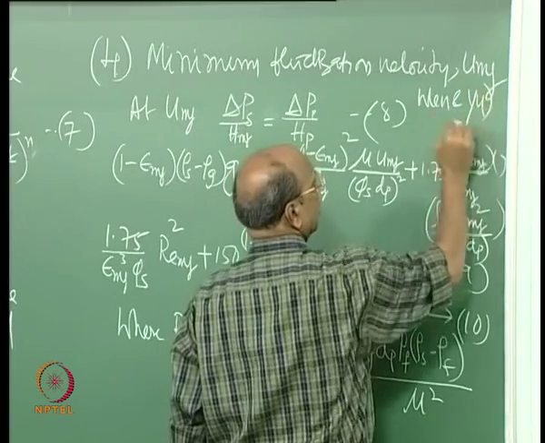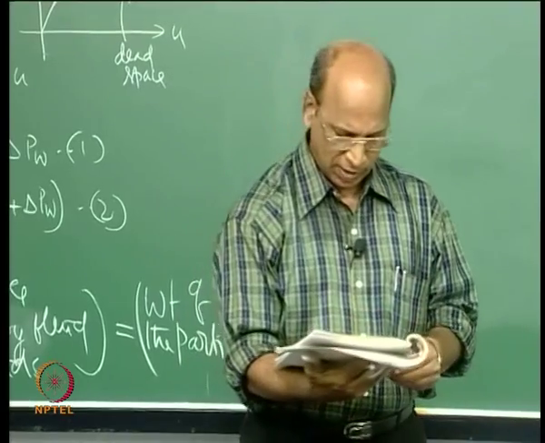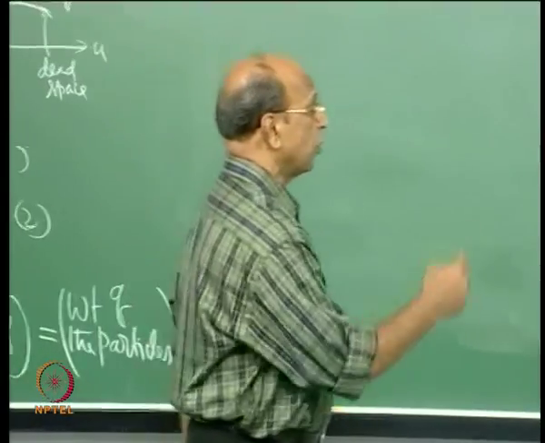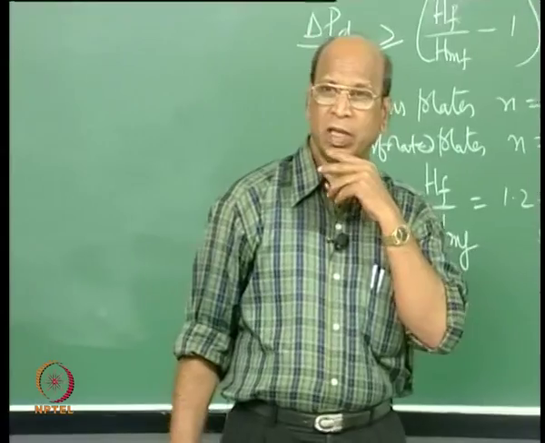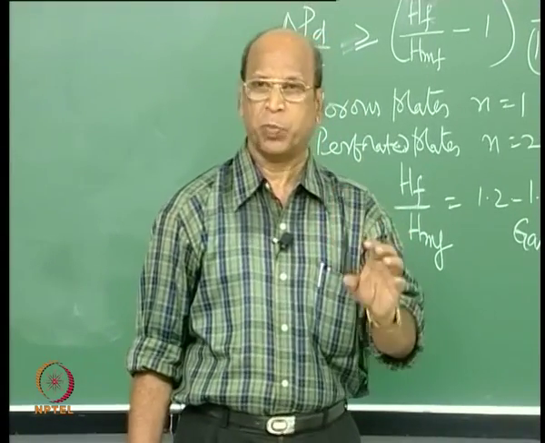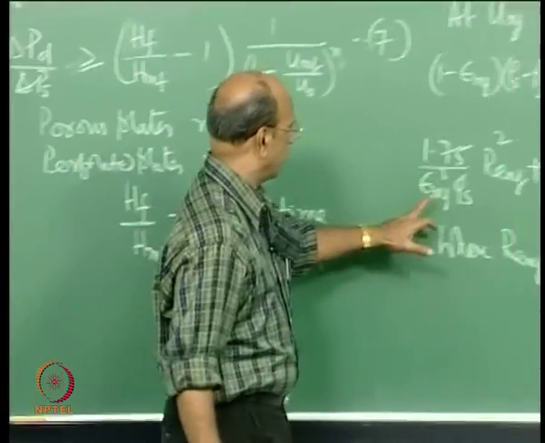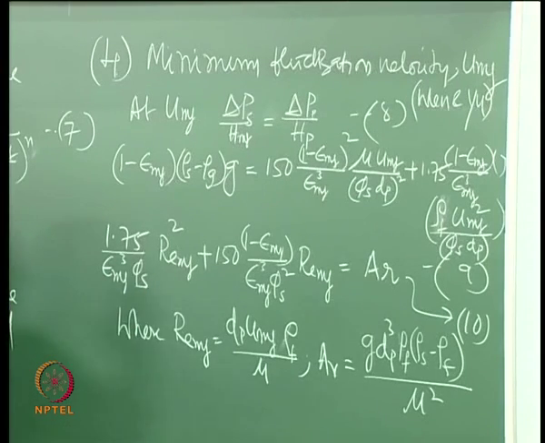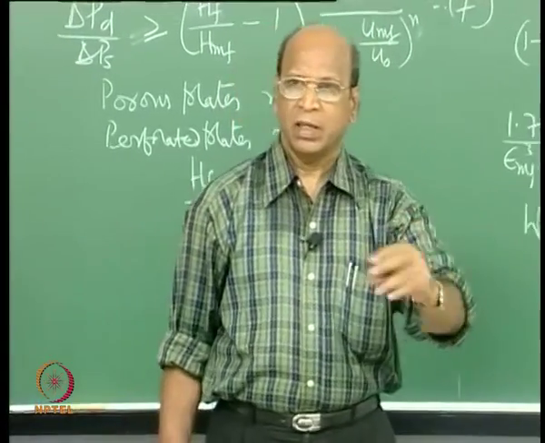Wen and Yu, that is why it is called the Wen and Yu equation, I think 1948 or so. Yeah, the reference, I do not have it here. They were very smart people, all excellent engineers at that time. They wanted to use an equation as simple as possible. So what they did was, they found epsilon mf and phi s square for a large number of particles. Sand, if you take river sand, it will be different.